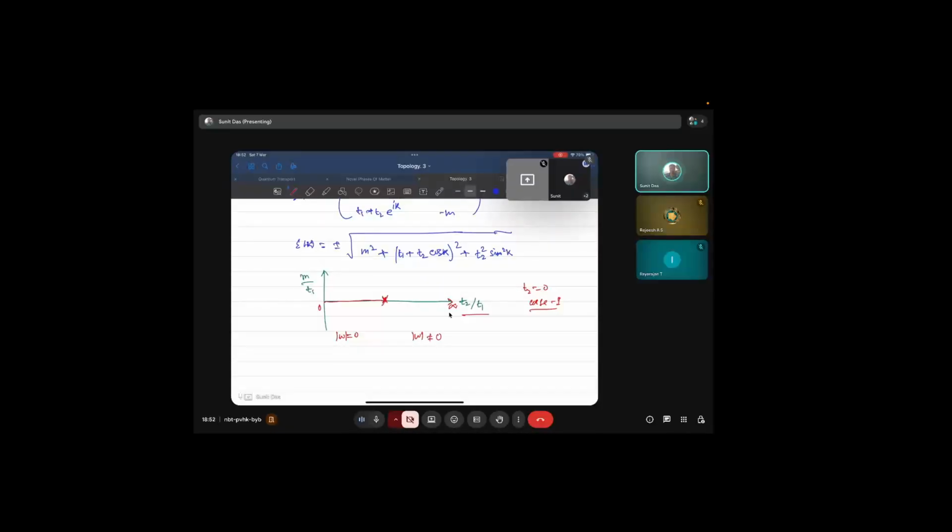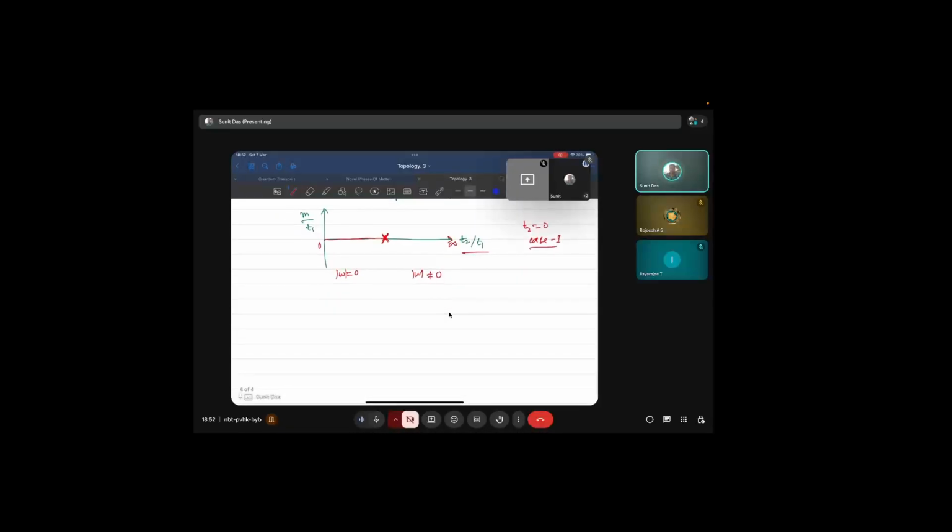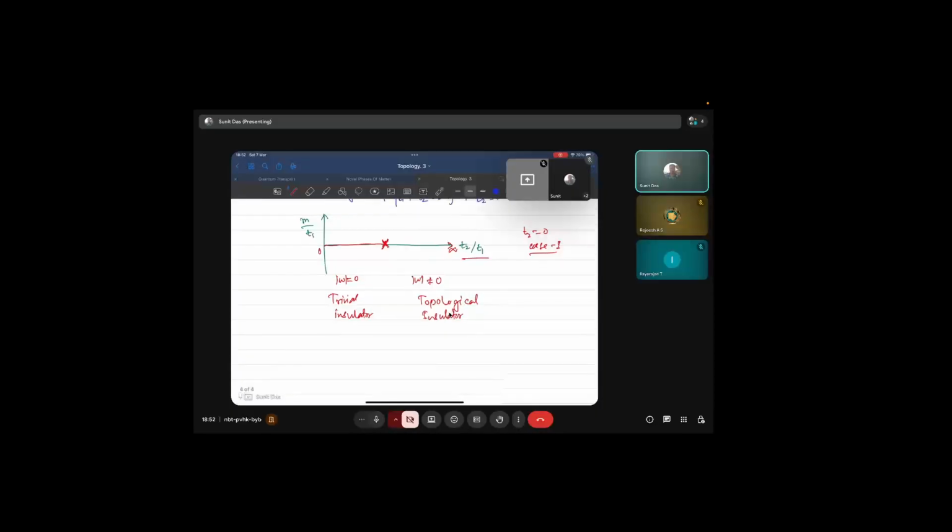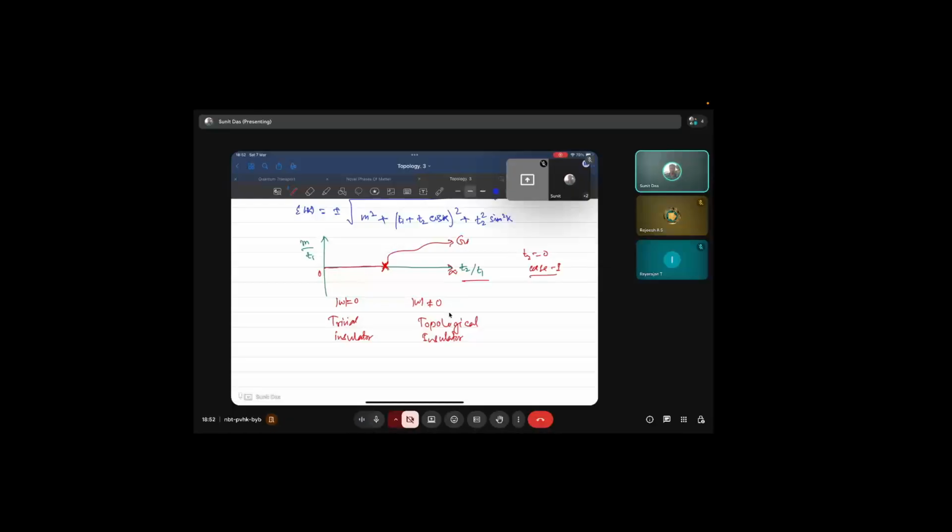Okay. And there is a special point here corresponding to our lambda equal to half case that we considered, which is gapless, right? So here it is trivial insulator. Here it is topological insulator. And this is the gapless point, or gapless case actually.